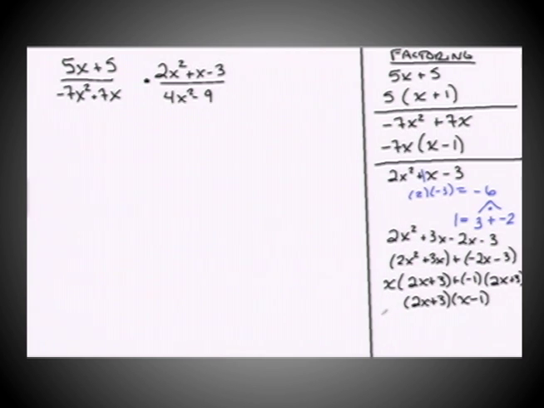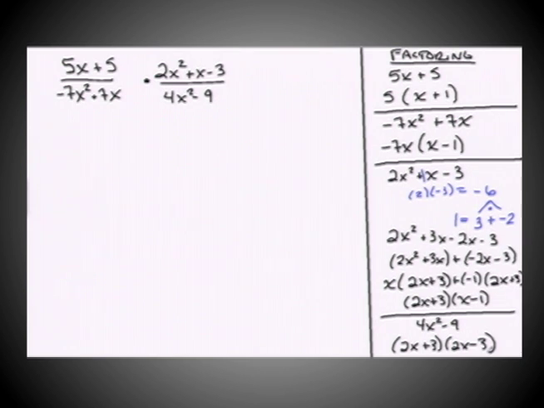And last but not least, we have a difference of squares, 4x squared minus 9, which factors as 2x plus 3, 2x minus 3.